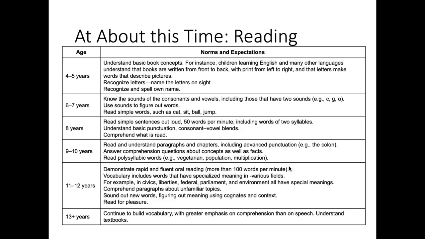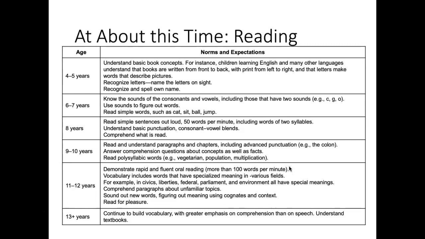By 6 to 7 years old, they know the sounds of the consonants and vowels, including those that have 2 sounds, like C, G, and O. All of those have different sounds depending on where they are in a word. They can use sounds to figure out words. They can read simple words such as cat, sit, ball, and jump.